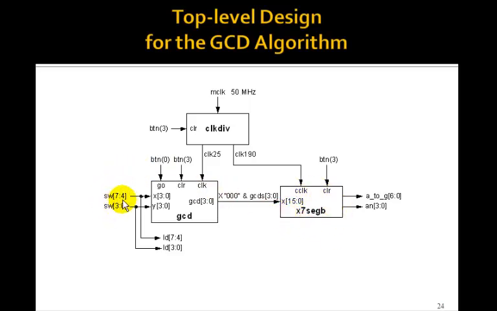Here are the switches coming in. The upper 4 bits of the switches, the leftmost 4 bits, will be X. The rightmost 4 switches will be Y. We'll bring those out to the LEDs. And then the GCD 4-bit answer will be concatenated with 3 hex zeros to form the 16-bit X. So the rightmost digit will display the answer.